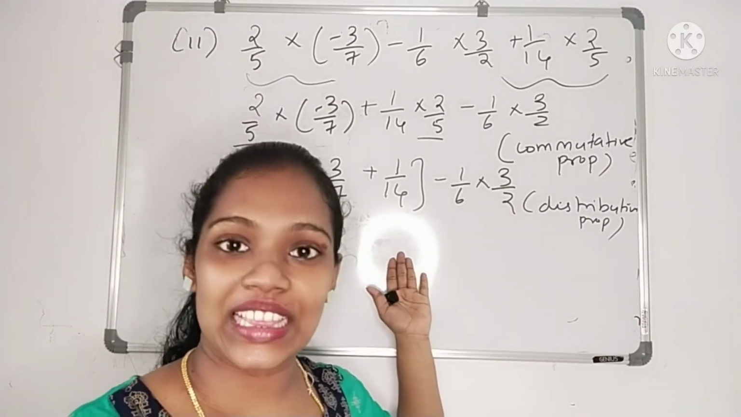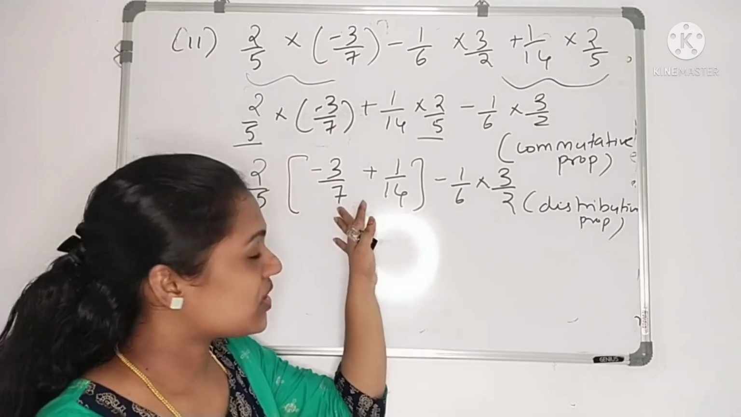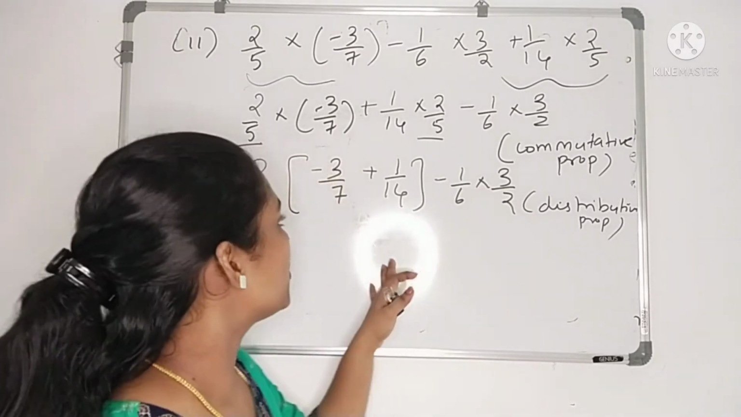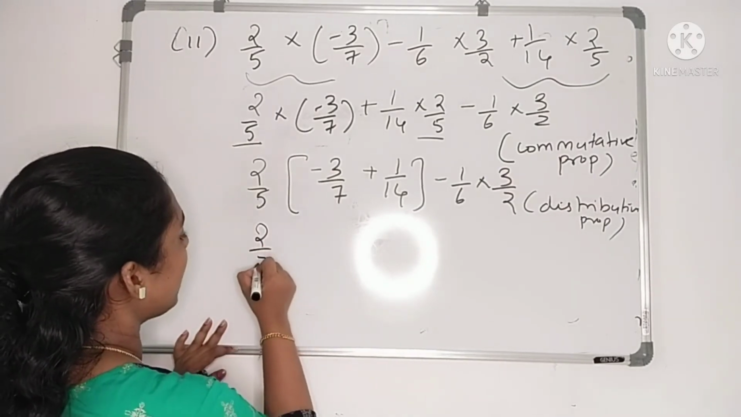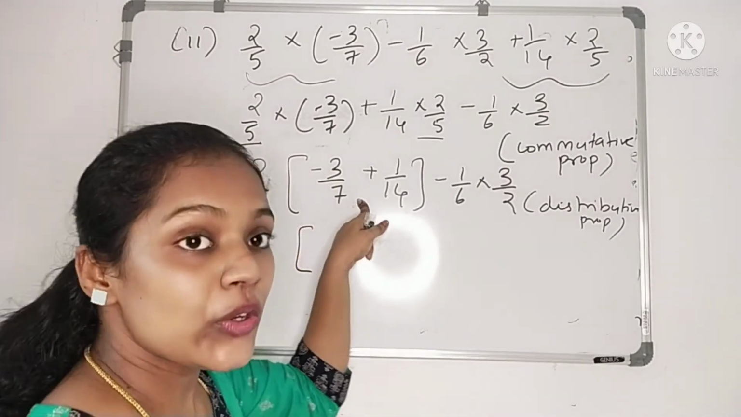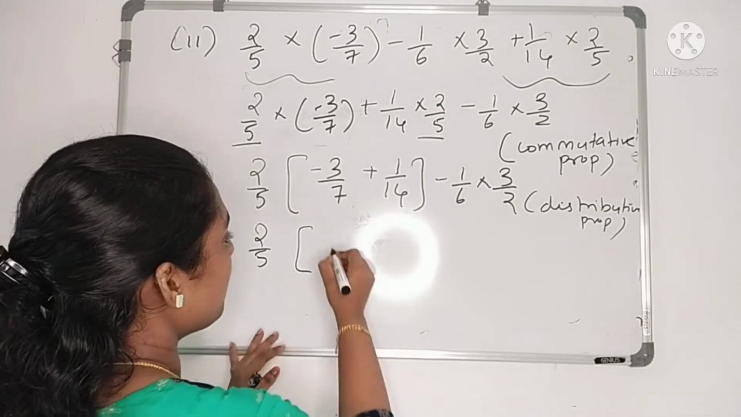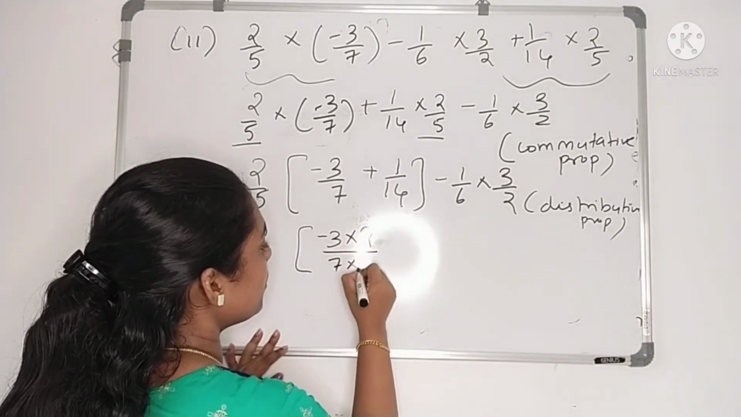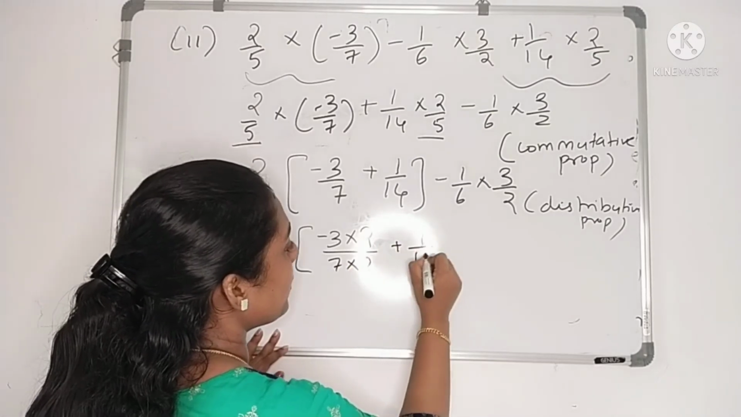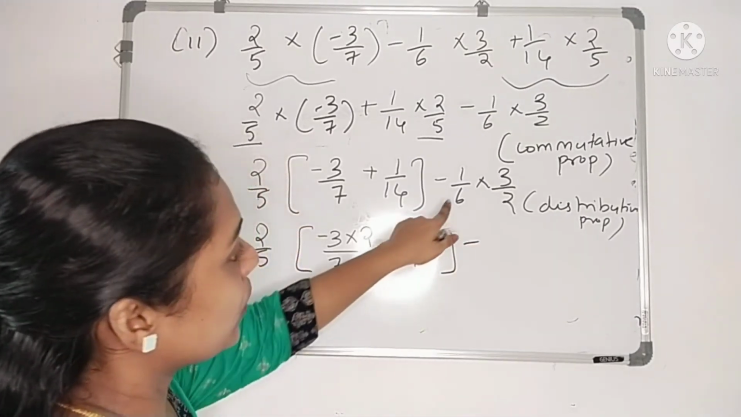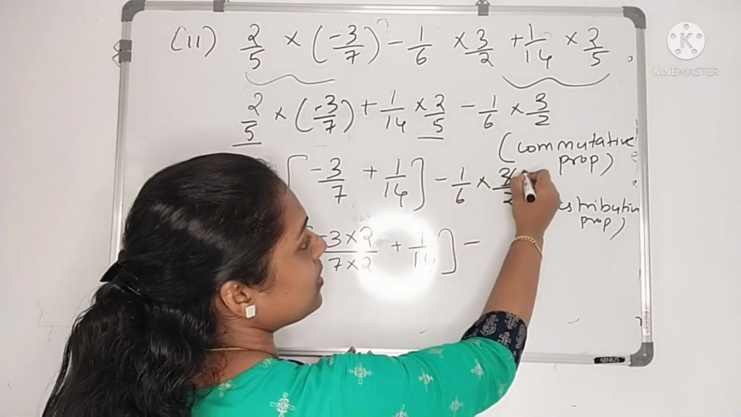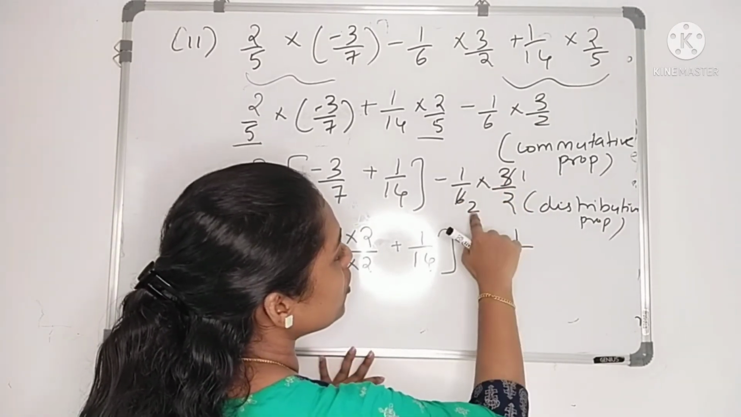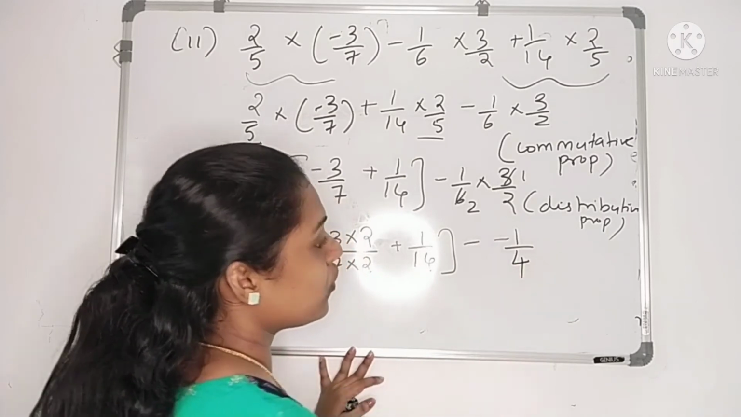Okay. Now what is the next step? We have to take the LCM, right? So in the case of 7 and 14, what is the LCM? 14 is our LCM, right? So write 2 by 5. 7 into 2 equal to 14, right? The same way multiply in the numerator also. 3 into 2, 7 into 2 plus 1 by 14. Now you can see that 3 ones are 3, 3 twos are 6. So minus 1 by 2 into 2 equal to 4.